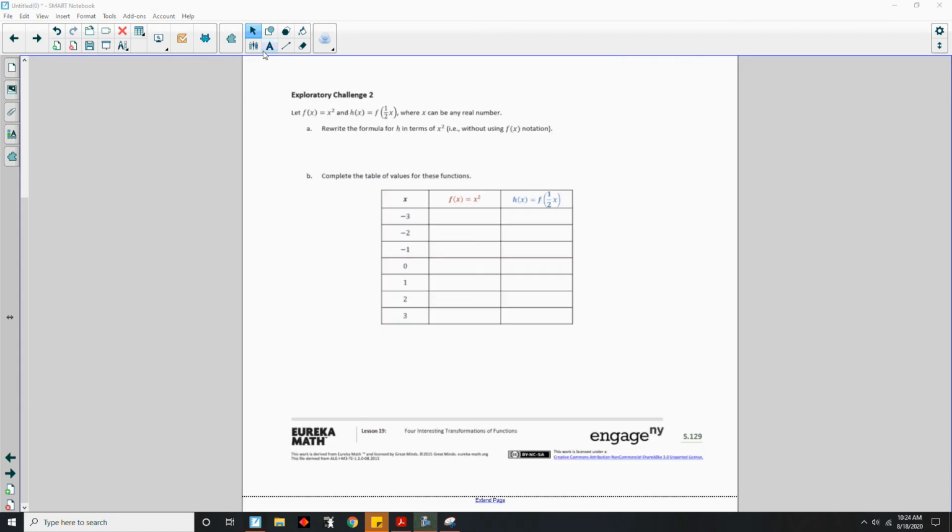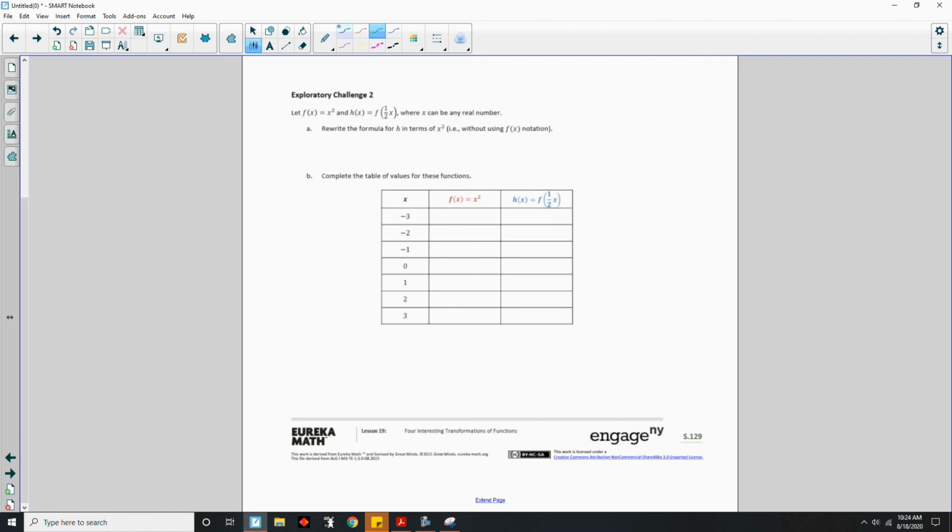Okay, exploratory challenge 2. Let f of x equal x squared and h of x equal f of 1/2 x, where x can be any real number. Rewrite the formula for h in terms of x squared. In other words, don't use f of x.